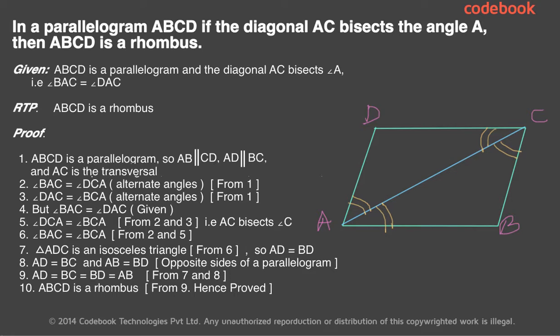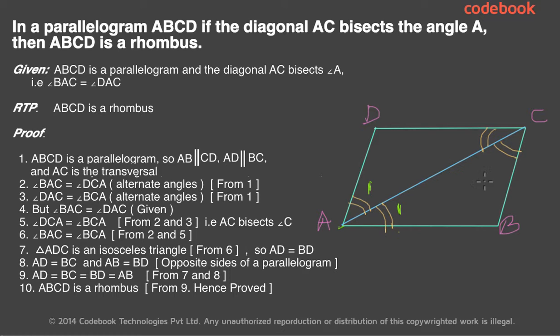So the next corollary that we are going to look at is: in a parallelogram ABCD, if the diagonal AC bisects the angle A, then ABCD is a rhombus. So we have been given ABCD as a parallelogram, AC is the diagonal and it is bisecting the angle A. So these two angles are equal to each other. So let's call them 1 and 1.